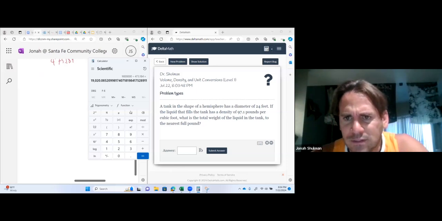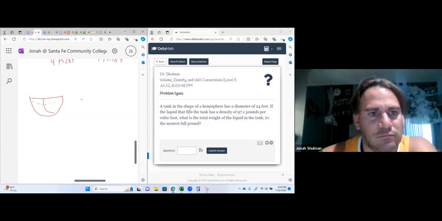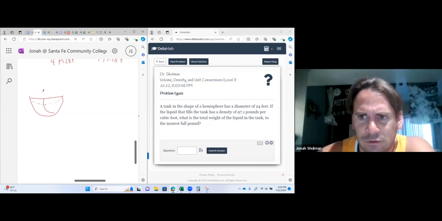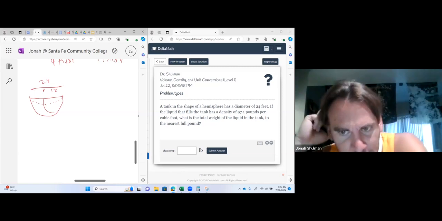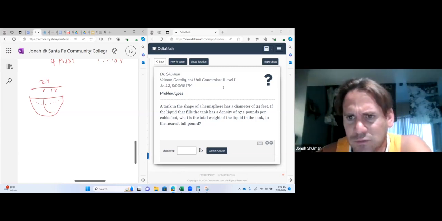All right, so a tank in the shape of a hemisphere. So it's half a sphere. To me, this looks like a sphere. With a diameter of 24 feet, which makes a radius 12. The liquid that fills the tank has a density of 97.1 pounds per cubic foot. What is the total weight of the liquid?